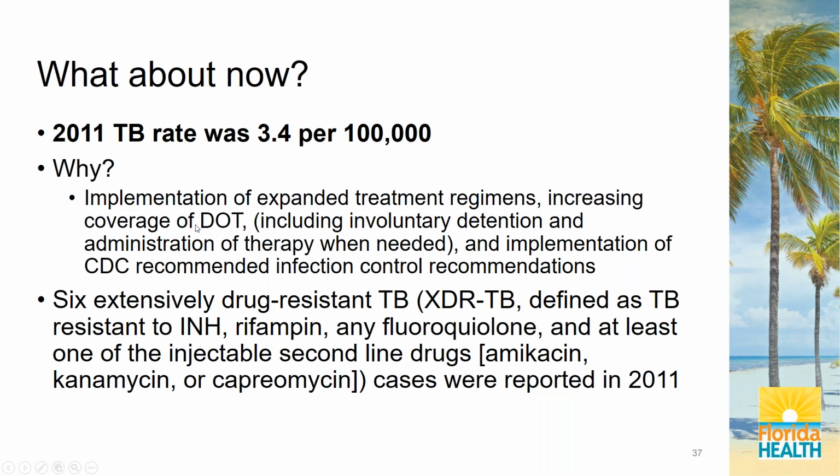Okay, so we have increasing coverage of DOT, including involuntary detention and administration of therapy when needed, and implementation of CDC recommended infection control recommendations. Now, in 2011, there were 6 extensively drug-resistant TB cases, right? Defined as XDR-TB, defined as TB resistant to INH, rifampin, any fluoroquinolone, and at least one of the injectable second-line drugs, amikacin, kanamycin, or capreomycin. So we know that extensively drug-resistant tuberculosis is an issue.